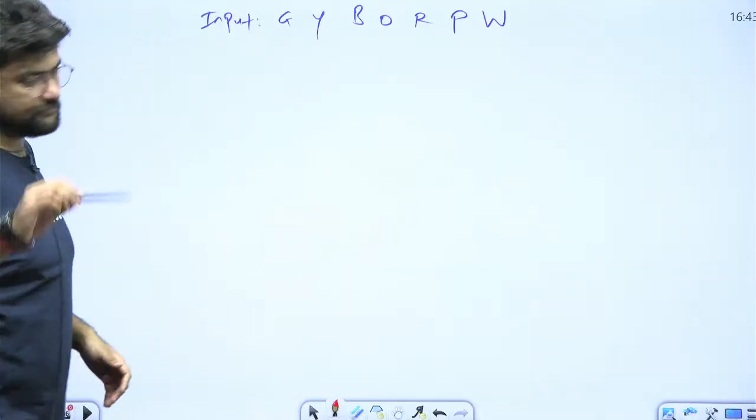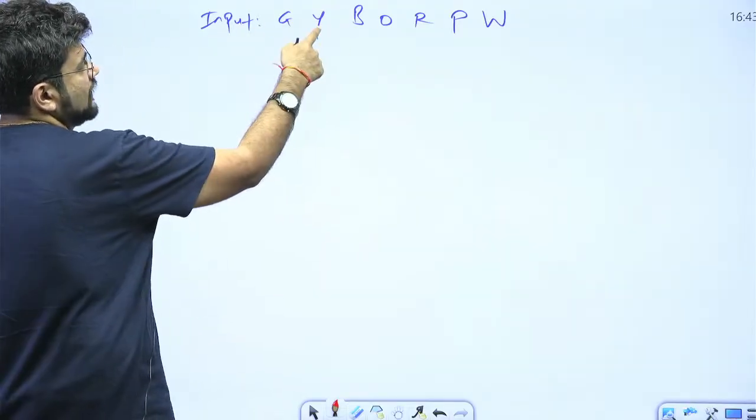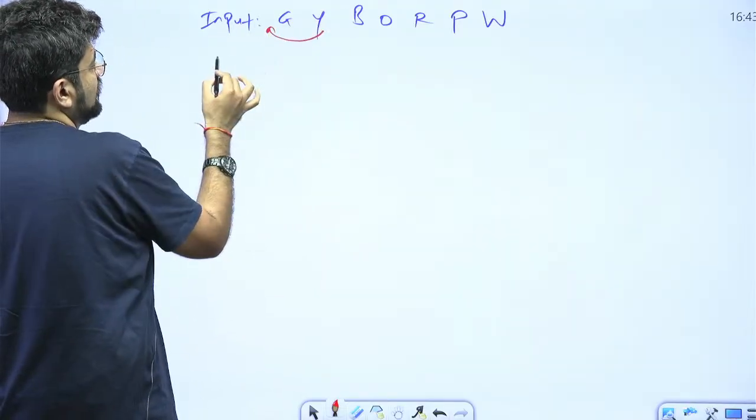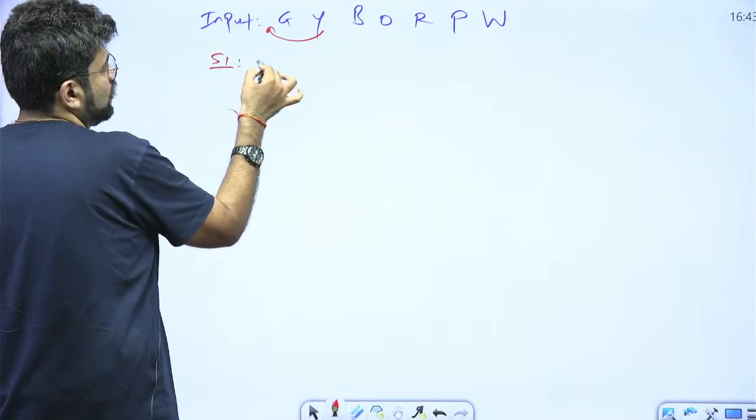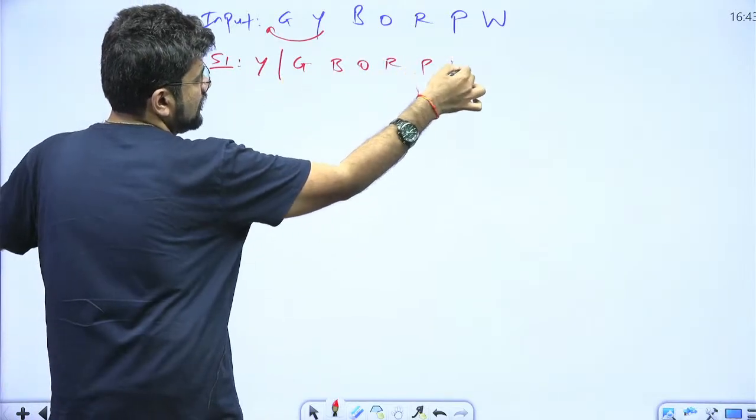Good. Very good. Step 1. What is going to happen? The largest is going to come in front. Largest is Y. So Y is going to come in front. So step 1 is Y, push back, G, B, O, R, P, W.